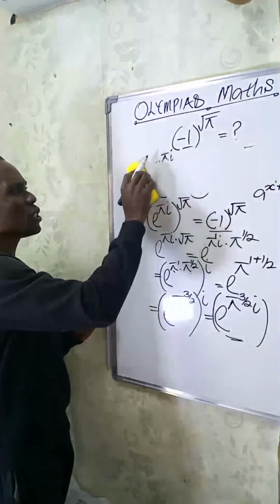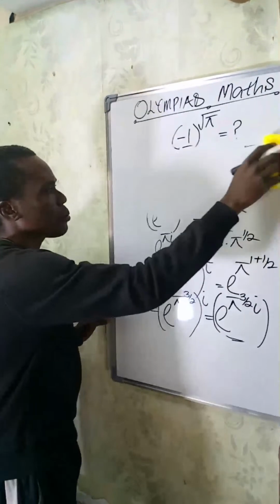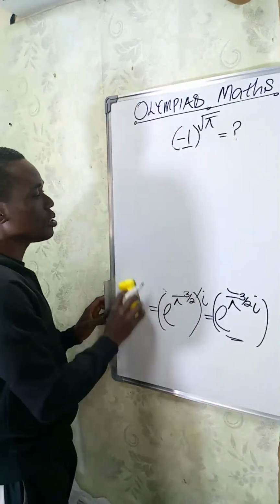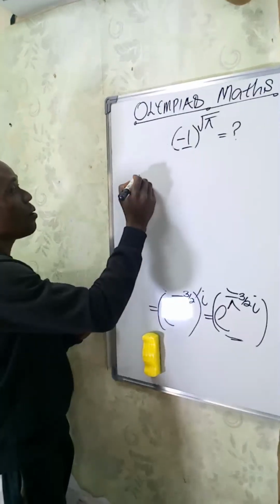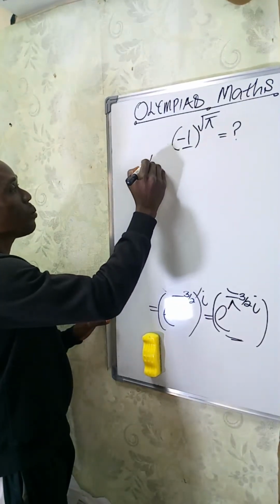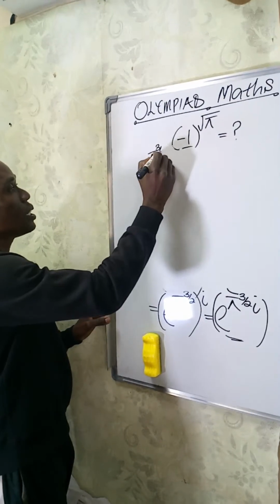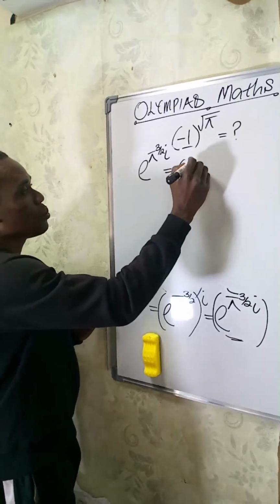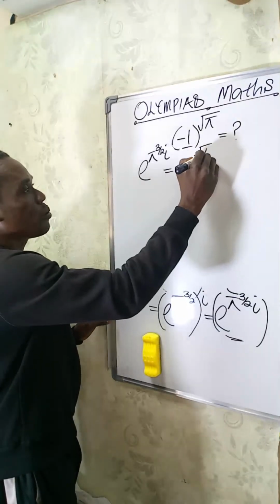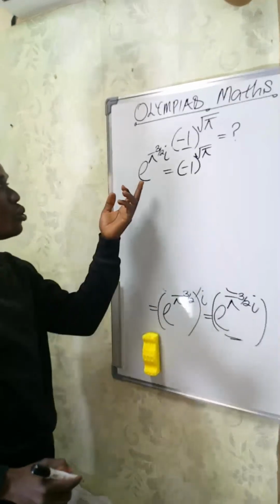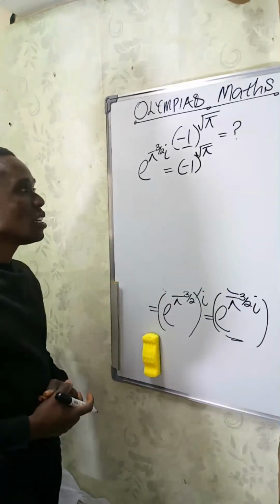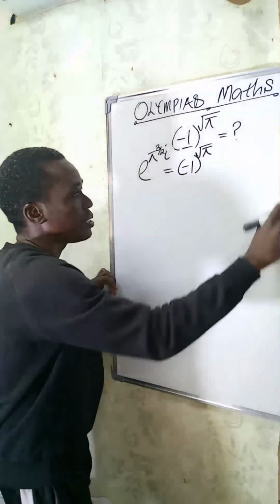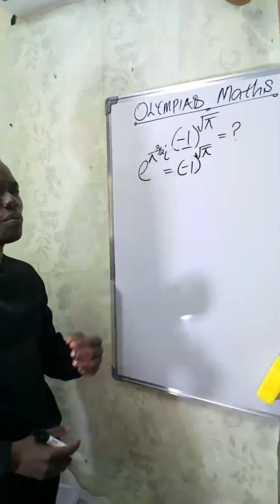So from this expression now, I can equate this expression to this, because whatever value I get for this is going to still give me this. So I'll have e to the power of pi to the power of 3 divided by 2 multiplied by i to still be equal to my negative 1 to the power of pi. So this is equal to this. Now, using Euler formula, I've been able to identify that and reduce this to this. So how do I simplify this?